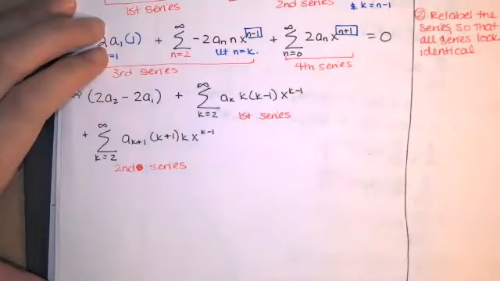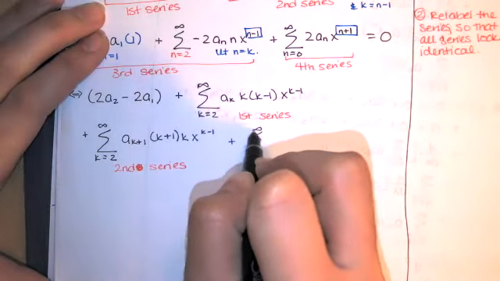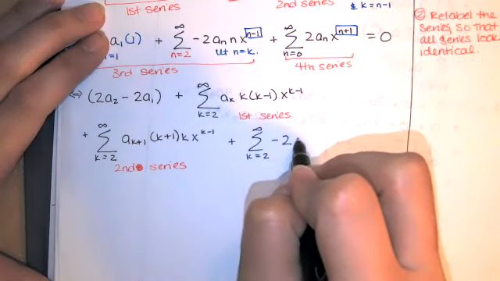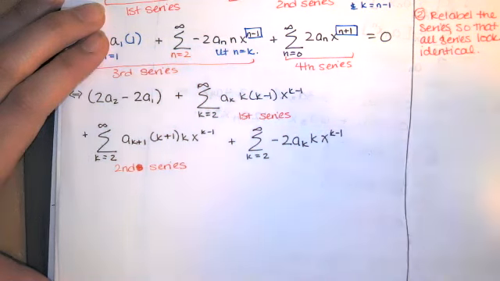Now the third series, we're going to pretty much leave alone. You're just replacing the n's with k's. So we'll have the sum as k goes from 2 to infinity of negative 2 a sub k times x to the k minus 1.